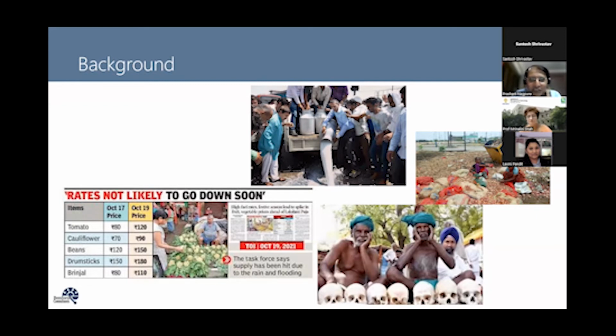Can you make out something out of this? Yes, sir. The wastage of food because of some not very useful reasons. Right. Anybody else?